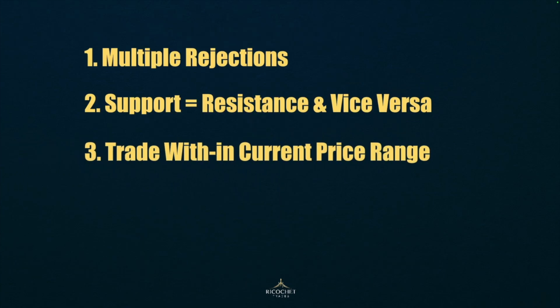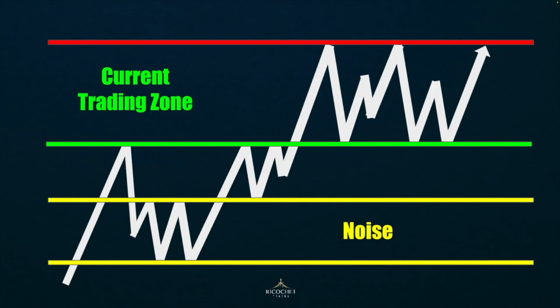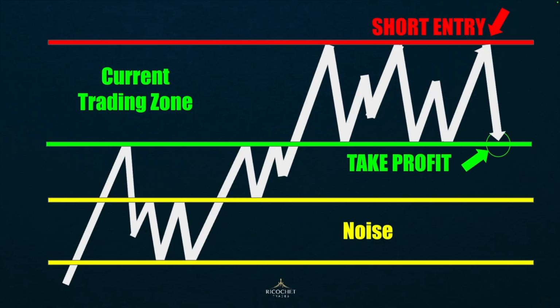Trading within the current price range is the next fundamental to be considered. When marking up your key levels, it's best to stay within the current price action to set realistic price targets. In this example, we're set up for a short play. Therefore, we would enter our short position at resistance. Our take profit should then be the next major support level. Anything else is considered noise and should be avoided to reduce the chance of greed taking over the trade.